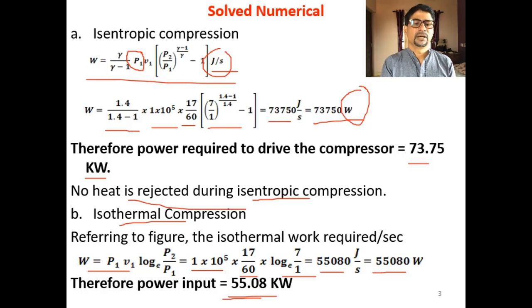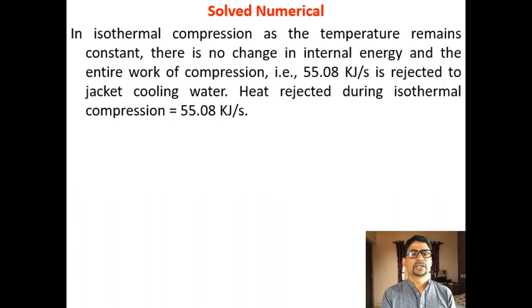So you can see the work required to drive the compressor is less for isothermal compression when compared to the isentropic compression. In isothermal compression, as the temperature remains constant, there is no change in internal energy, and the entire work of compression, that is 55.08 kilojoules, is rejected to the jacket cooling water. So heat rejected during isothermal compression is 55.08 kilojoules per second.